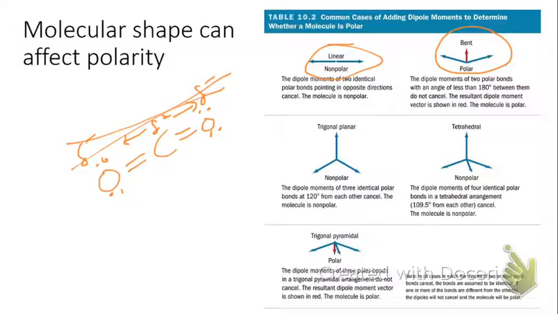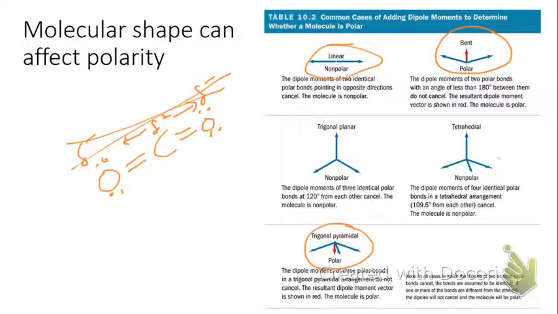Trigonal planar nonpolar, tetrahedral nonpolar, unless you have something like trigonal pyramidal, right? Unless you have that lone pair. We said water is polar because it's got 2 lone pairs. It's not officially geometrically tetrahedral. Molecular geometry is bent. So if that doesn't confuse you, just look over table 10.2, and if you have any questions, then please, oh please, come see me.